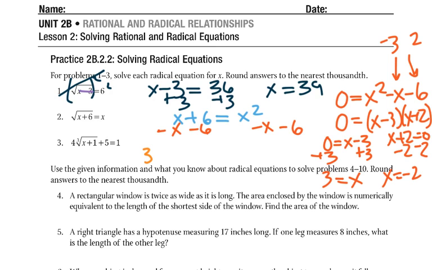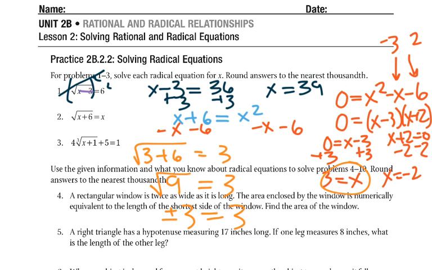So 3 plus 6 is 9. The square root of 9 is a positive or a negative 3. So yeah, that gives us a positive 3. That one works. So we know 3 is a solution.